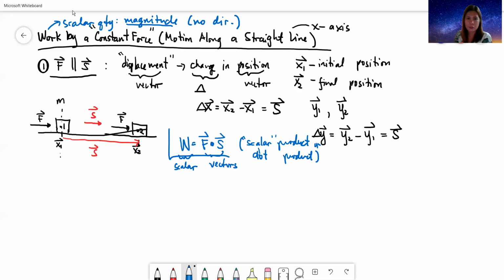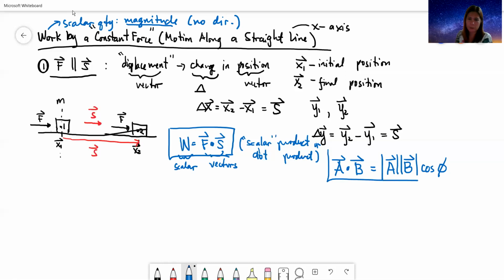Ayan. So, further recalling sa dot product, if you recall sa dot product, we have any vector, tapos i-dot mo siya sa another vector, then you have, it's equal to the magnitude of A times the magnitude of B times the cosine of the angle between them.